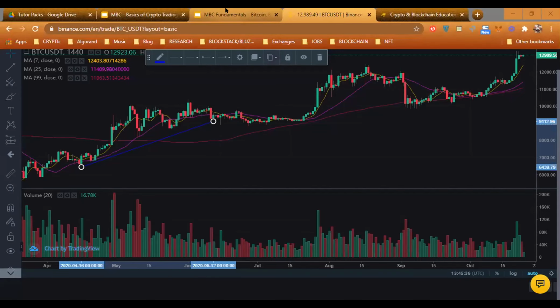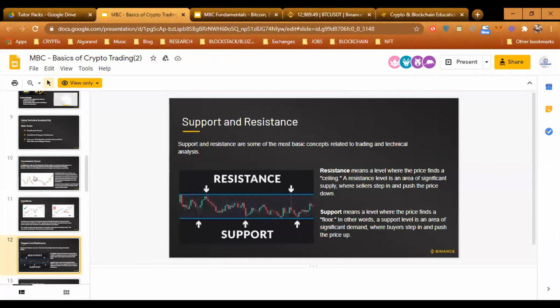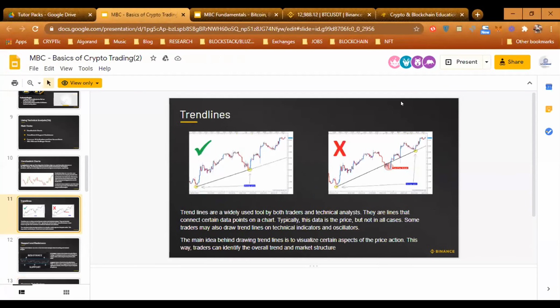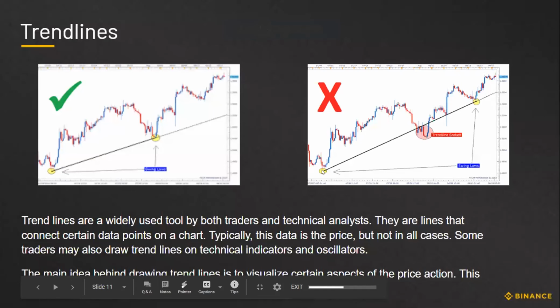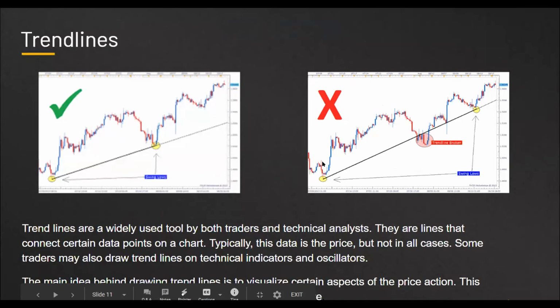Okay, let's continue. So look at trend lines. Now, if a trend line doesn't connect, let me show you. If you're drawing a trend line, and for example, this is not a good trend line, because the price is breaking it. So you can't determine the trend with this.